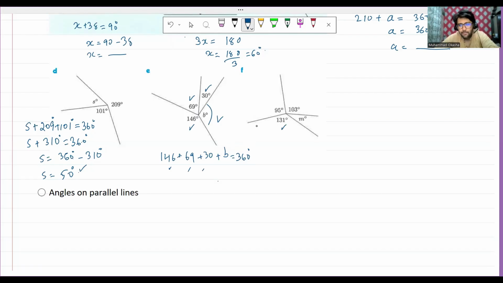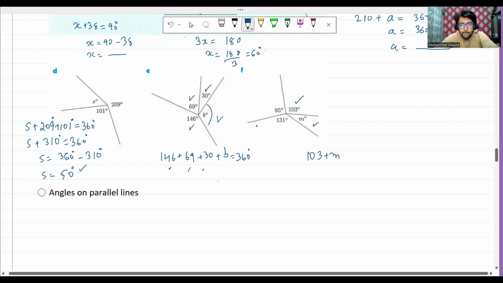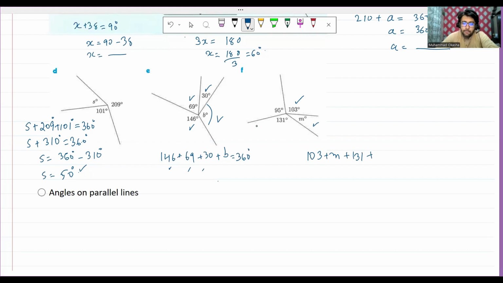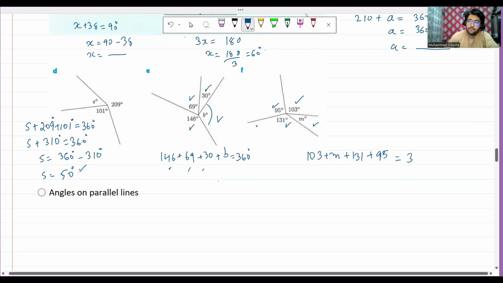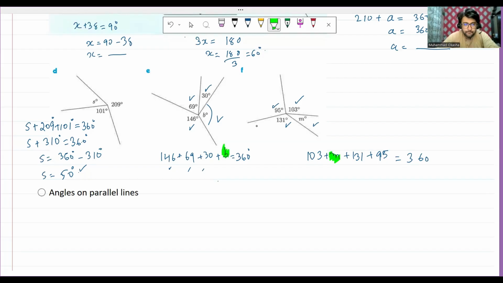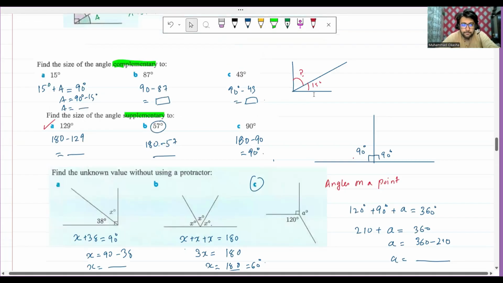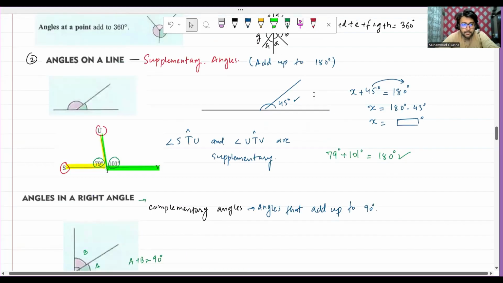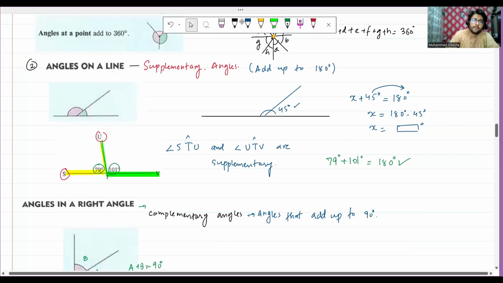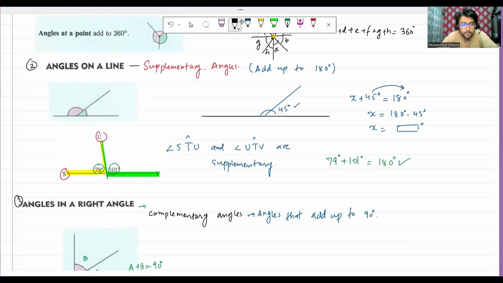I'll start from here. You can start from anywhere you want. I can start from 103. Totally fine. 103 plus M plus 131 plus 95 equals 360. And once you have that, you can work out the rest of the numbers by yourself. This is my unknown, what I need to find out: M, and over here, P is the unknown. Cool. So this is about three types of angles: angles on a point, angles on a line, and angles in a right angle.